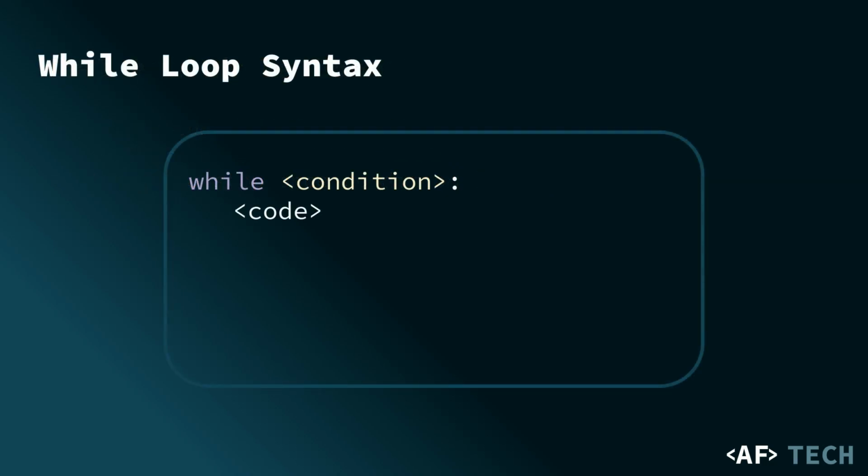Before we explore examples, let's understand the basic syntax of a while loop. It consists of a condition and an indented block of code. The condition is evaluated before each iteration, or movement through the loop, and if it's true, the code block is executed. After each iteration, the condition is evaluated again, and the loop continues until the condition becomes false.